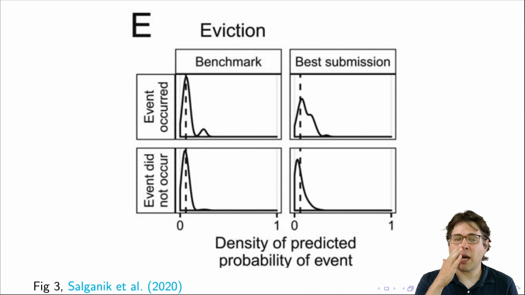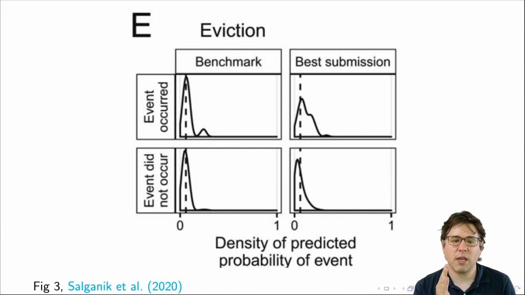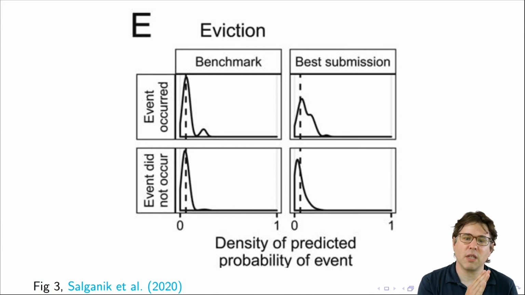What we see is, in fact, the predictions are pretty similar for the families where the event occurred and where the event didn't occur. Again, we see most of the predictions are close to the mean of the training data with some signal. It's true that for the best submission, for the cases where the families were evicted, you see a slight shift to the right. And for the cases where it didn't happen, you see a slight shift to the left. That's a sign that something is happening.